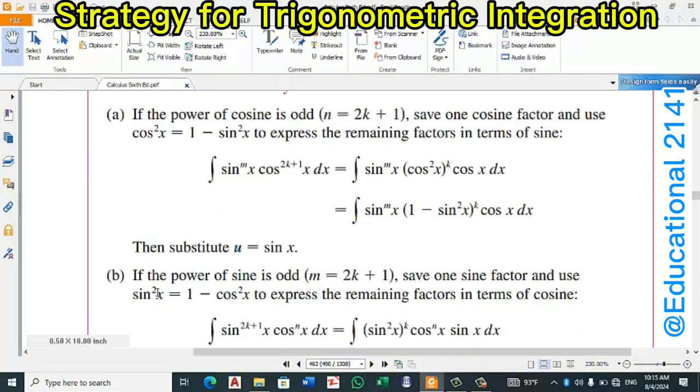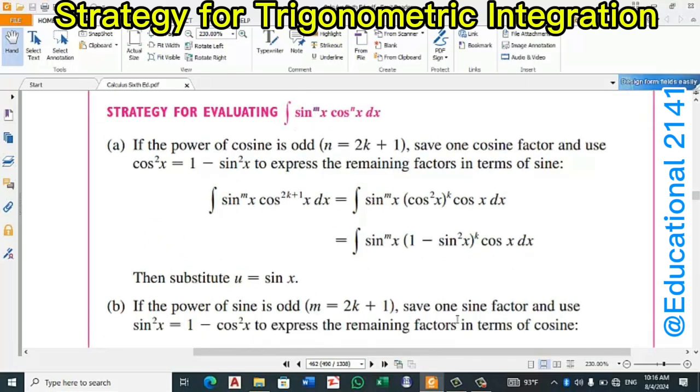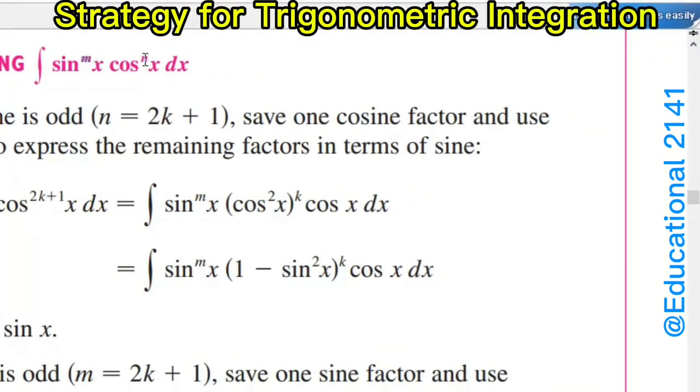Part B, if the power of sine is odd, it means here we have odd numbers. In this case, save one sine factor and use the identity sine of x squared equals 1 minus cosine of x squared to express the remaining factors in terms of cosine of x. Now look, if the power of cosine of x is an odd number, then we save a factor of cosine. And if the power of sine of x is an odd number, then we save a factor of sine.